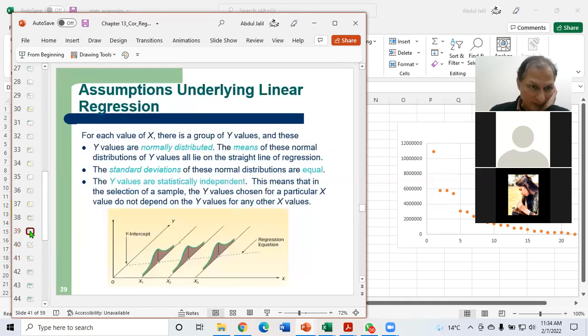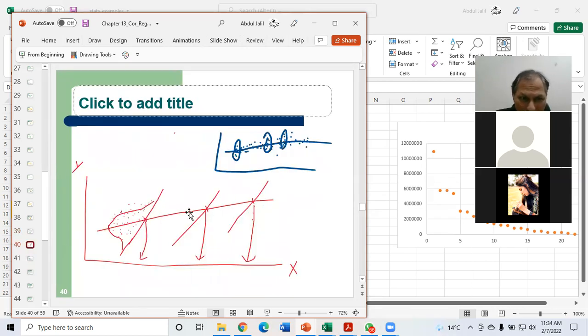Other assumptions. The mean, this is clear. The standard deviations of these normal distributions are equal. Standard deviation means how much values are going to deviate from each other. Just like how far away these points are from this line on both sides, they are equal across different values of x.